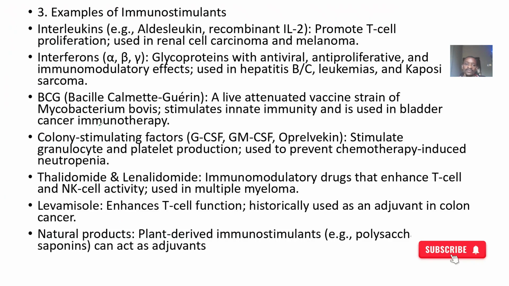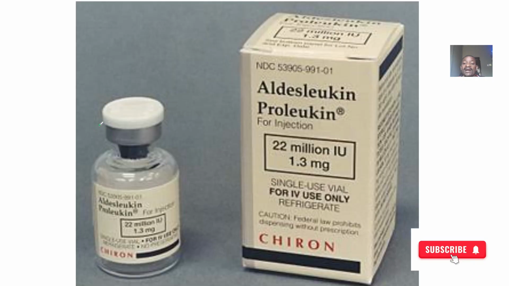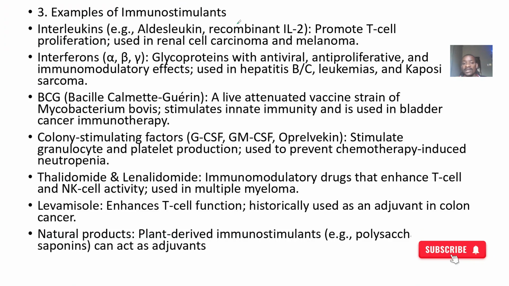Now, examples: we have interleukins like aldesleukin. Okay, you can pause to observe it. So aldesleukin and also the recombinant interleukin 2, they promote the T cell to make more copies of itself. We have interferons like the alpha, the beta, the gamma, glycoproteins with antiviral, anti-proliferative, and immunomodulatory effects.